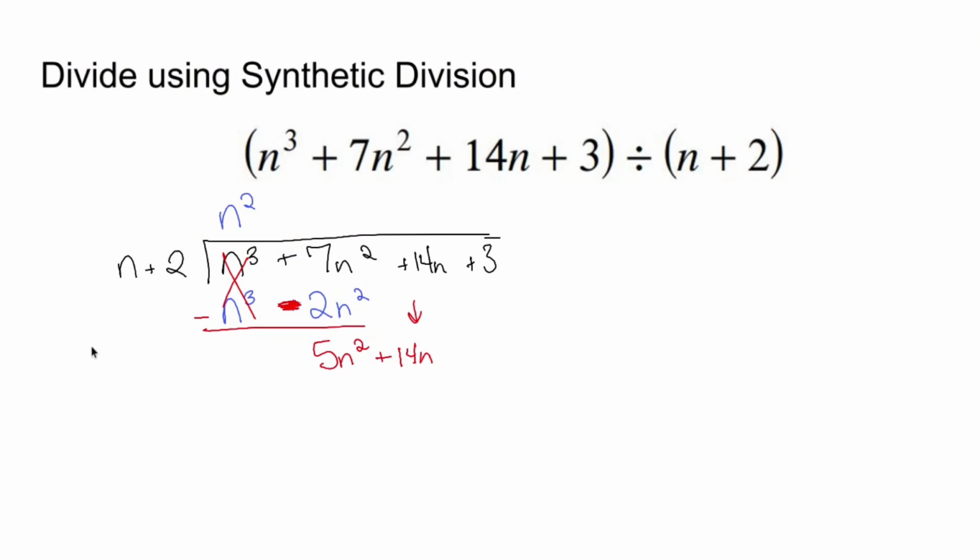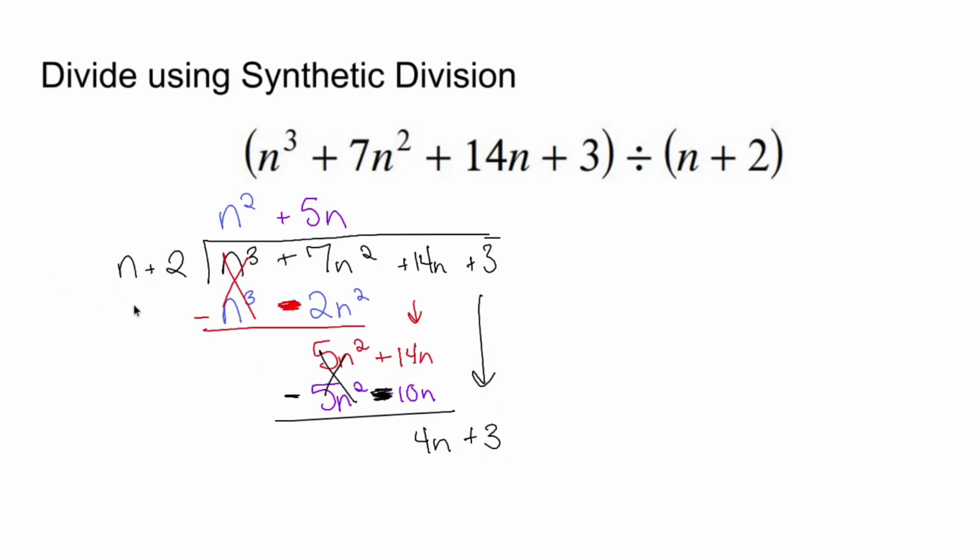n times what is 5n squared? Well, n times 5n is 5n squared. Take that 5n, multiply it to that whole factor. 5n times n is 5n squared. 5n times 2 is 10n. Subtract the entire row, which means flip the signs. You will always go away. 14n minus 10n is 4n. Drop down the plus 3.